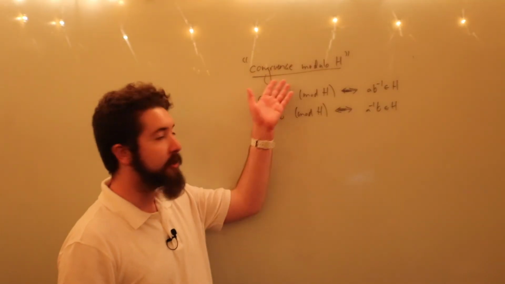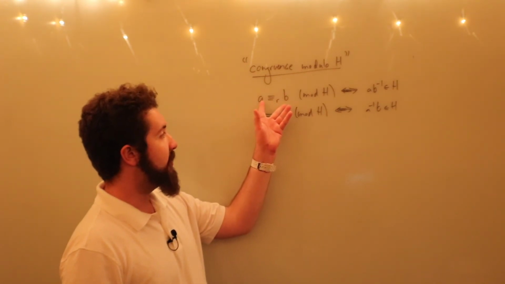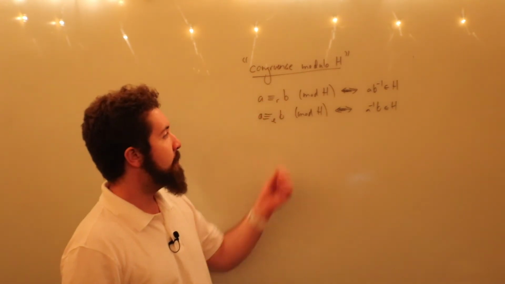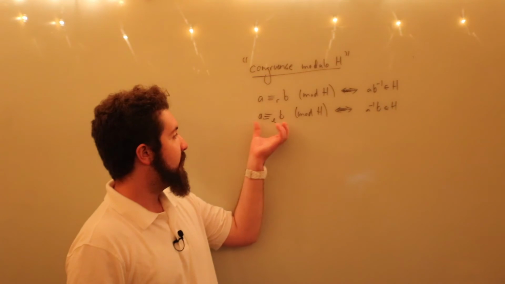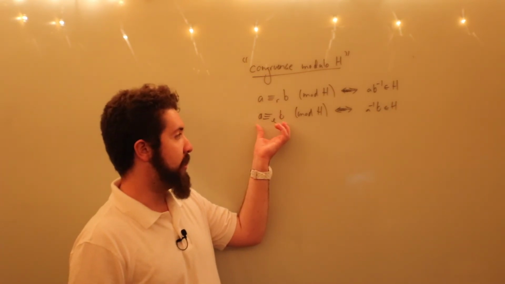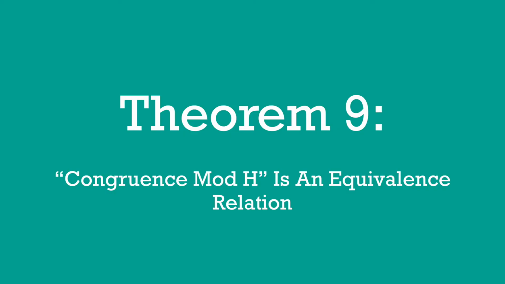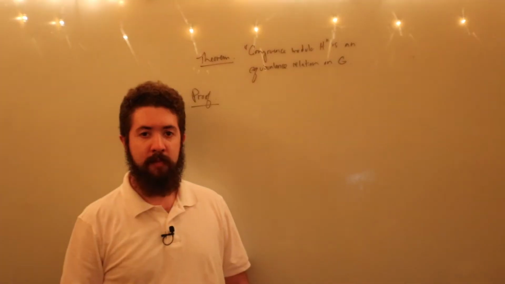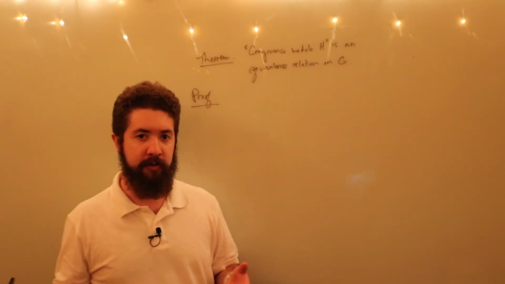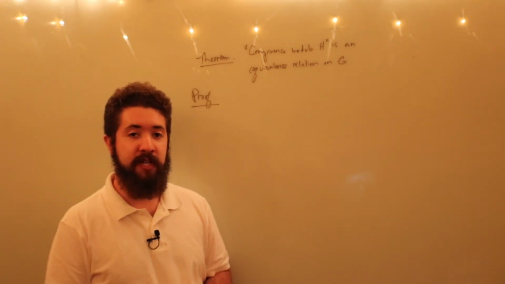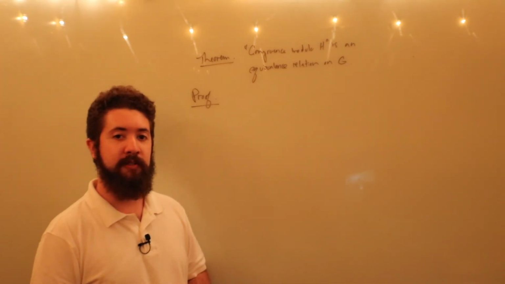Okay, so now we're going to define congruence modulo H, where H is still a subgroup, to mean that if two elements are right congruent, we'll say, mod H, that means that A times B inverse is in the subgroup H. Likewise, A is left congruent mod H to B if A inverse times B is in the subgroup H. Alright, so our next theorem is that congruence modulo H, left or right, is an equivalence relation on G. And in fact, I'll show it holds for right congruence, but you can do the same thing to show that it holds for left congruence as well.